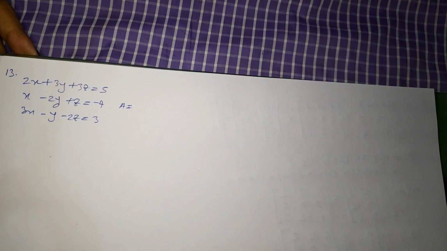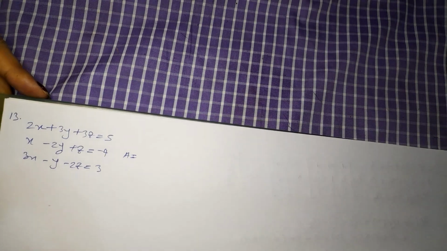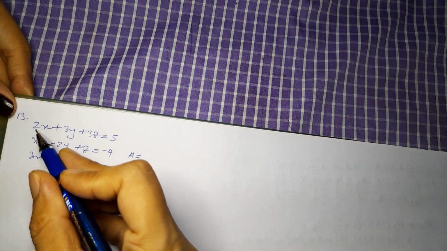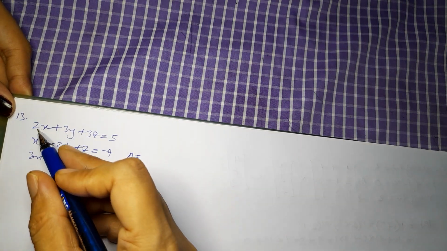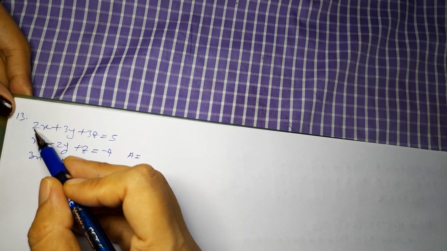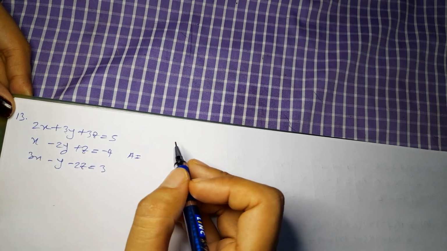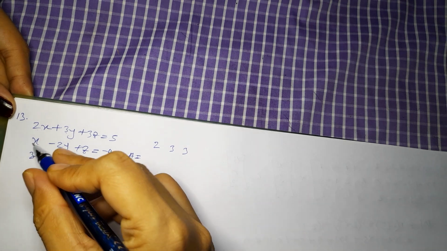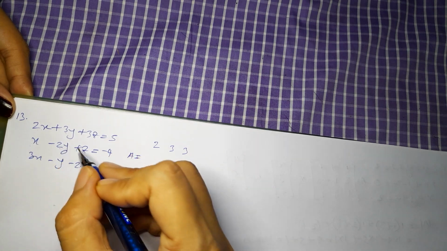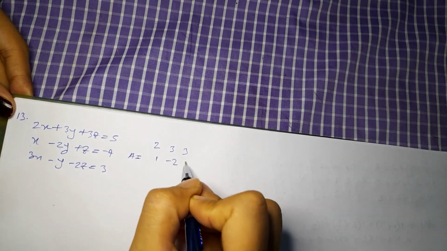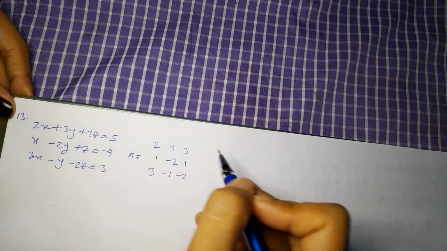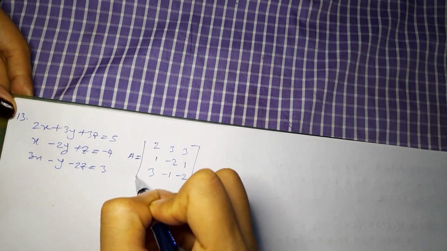So this is the matrix A. From here we are going to find the A matrix. So the coefficients of x, y, z are the matrix A. So coefficient of x, that is 2, 3, 3. This is x, y, z. 1, minus 2, 1. 3, minus 1, minus 2. This is the A.